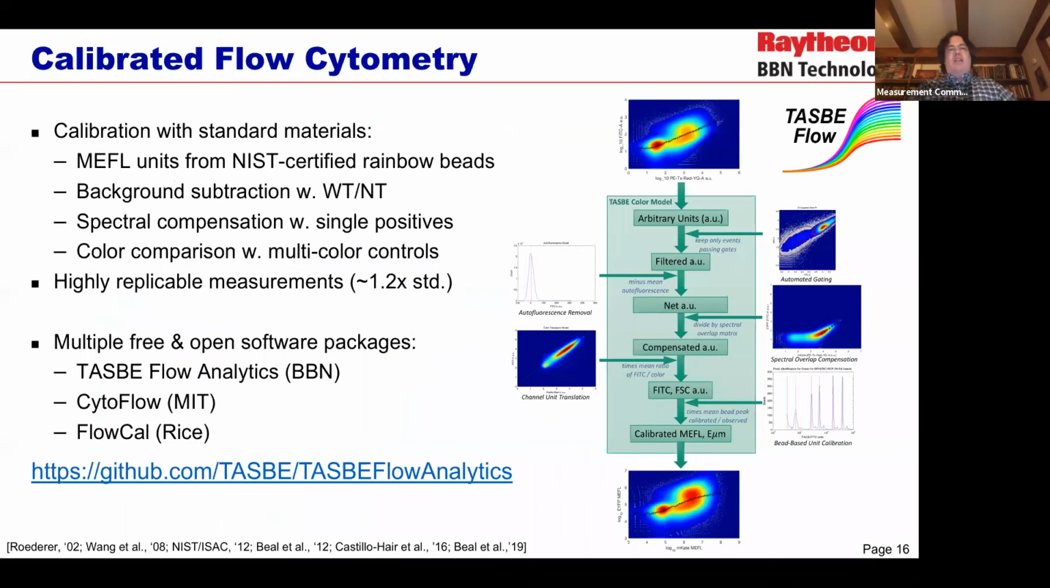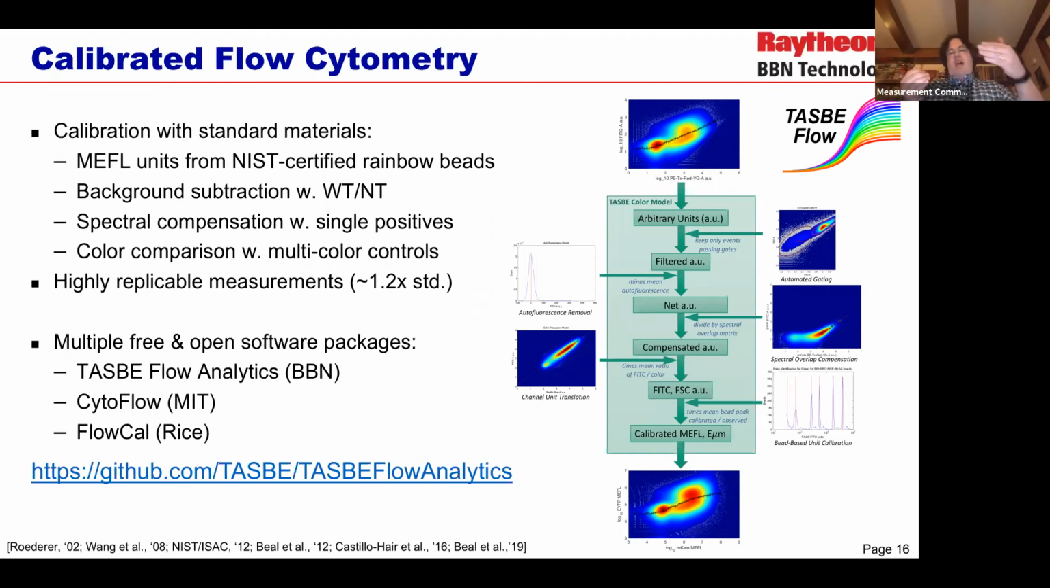So let's talk about calibrated flow cytometry. On the right here is a typical calibration path. We start out with some arbitrary unit data on the top. The first thing we want to do is gate it, because we don't care about some of this stuff that's not the things that we want to study. Sometimes you want to study the debris, usually you don't. That gives us filtered arbitrary units.